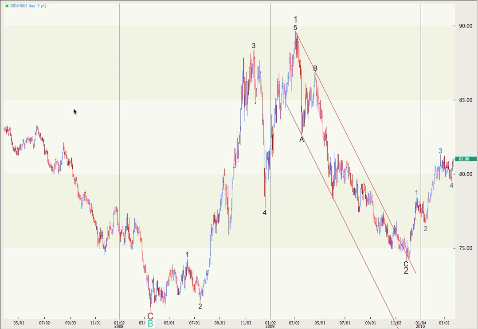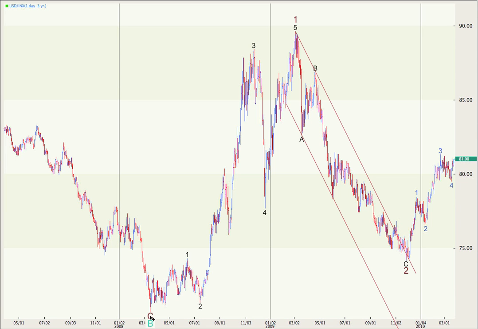So this analysis sees us with cycle degree wave B ending down here. Thereafter, at primary degree, we have a 5 waves up for a first wave, a 3 waves down for wave 2, which was a pretty deep correction, and we're working on the early stages of primary wave 3 up. We're still not even at the end of intermediate wave 1 of that primary third wave.